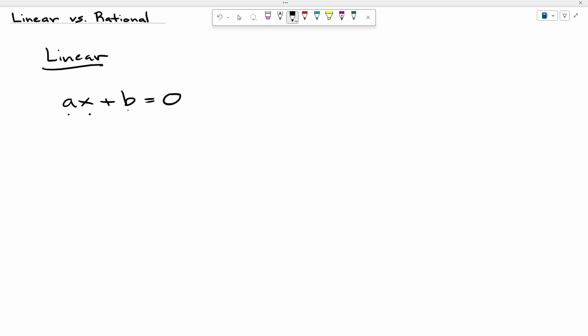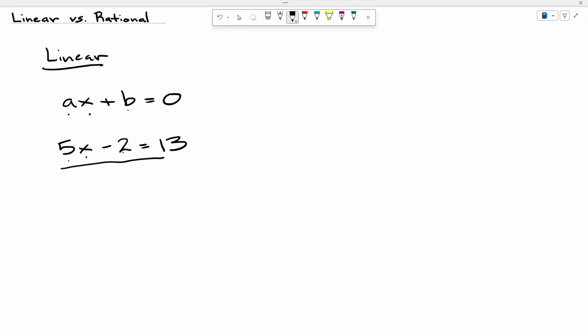So just as an example, let's say we had 5x minus 2 equals 13. This is just about the most basic of a linear equation. As you can see, that's our a, that's our b, and then x is what we would be solving for. If we add the 2 over and divide by 5, x would be 3 in this case. So this is just a basic linear equation right here.